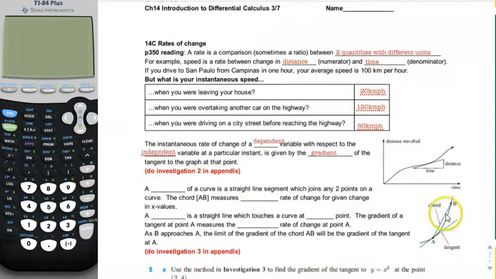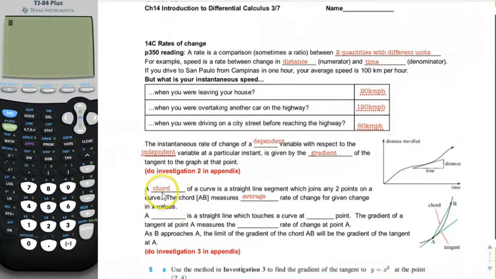Now, a chord of a curve is a straight line segment which joins any 2 points on a curve. You can see a chord is different than a tangent, because a tangent touches the curve at one single point, and the chord touches at 2 points. So here's the tangent at A, and here's the chord between A and B. The chord AB measures the average rate of change for a given change in x values.